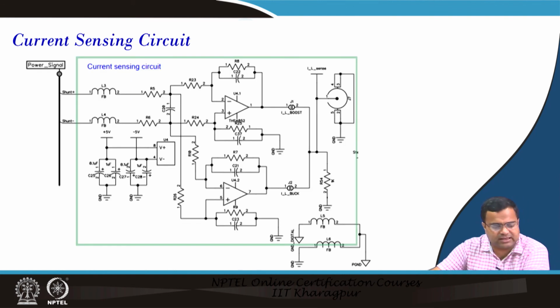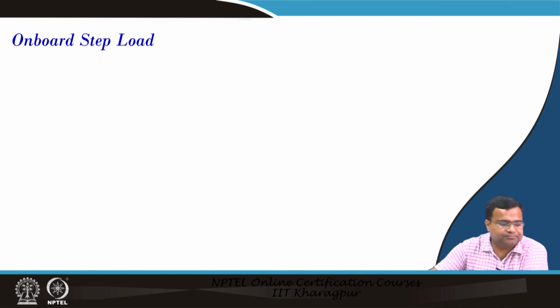Next, the current sensing circuit we have discussed. We have used the current sense resistance, and then we have used this differential arrangement, and that will convert into single ended, and you can get the voltage. All the detailed pin configuration and all the values are given, so one can get some guideline about the schematic.